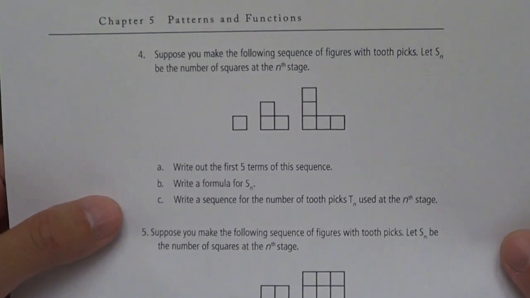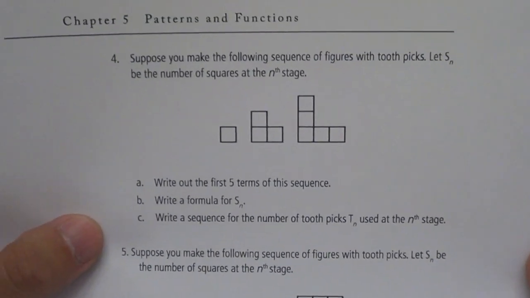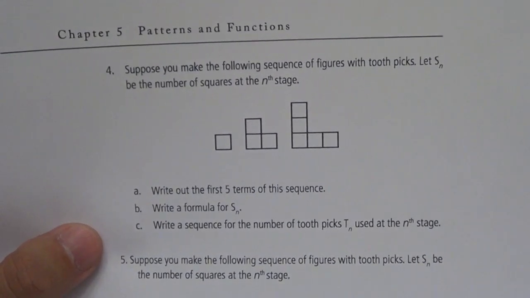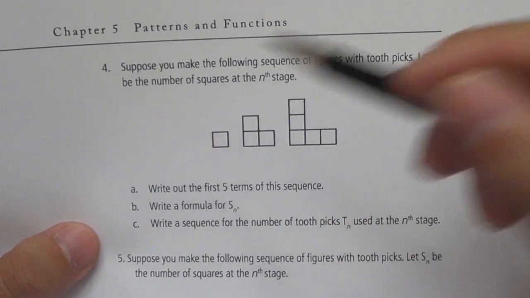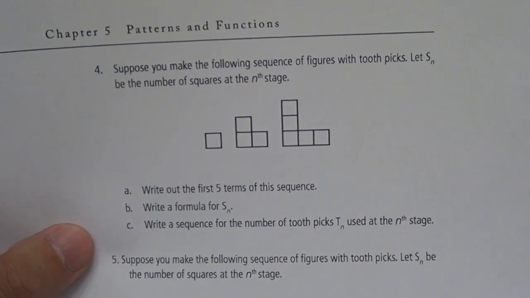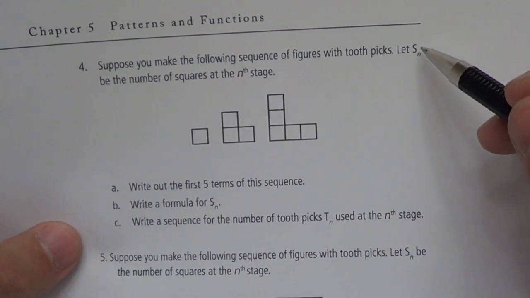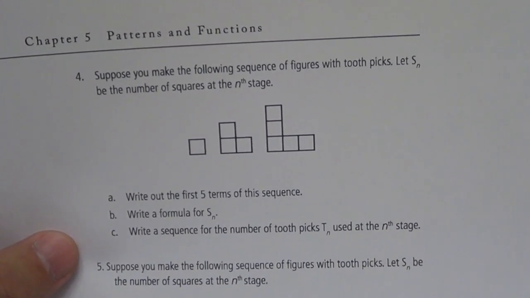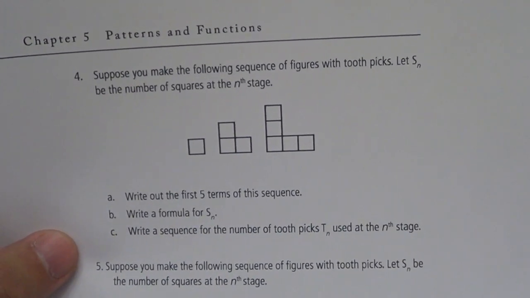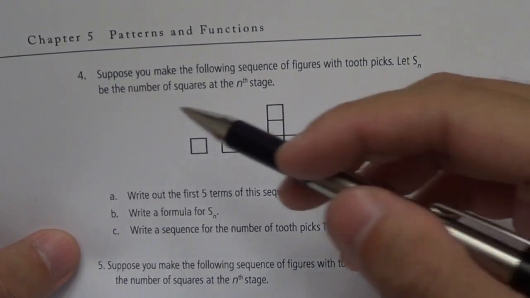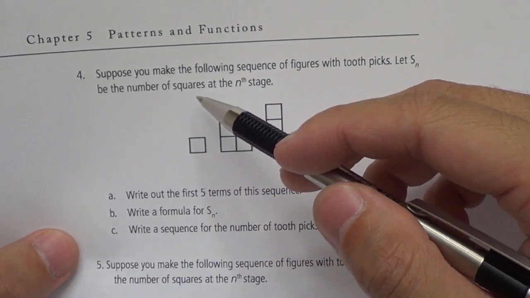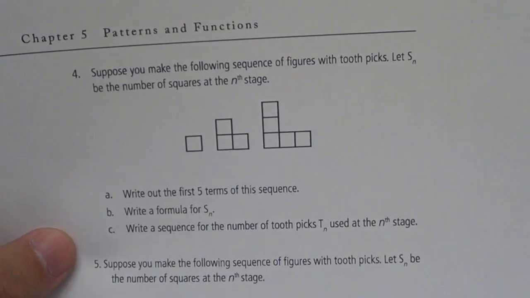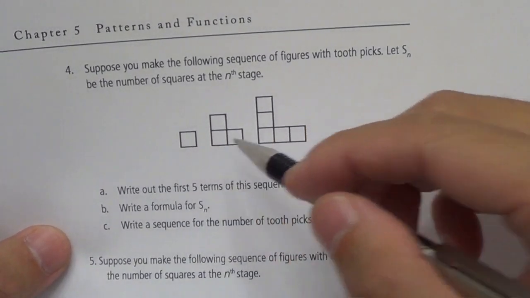Okay, number 4. Now we have a sequence of figures made up of toothpicks, and the toothpicks create the shape of a square. Alright, so now the sequence, they want it to be named with S. We've been using A just because it's the first letter of the alphabet, but S stands for square, so that's why it's picking S. And it represents the number of squares. Okay, so even though these figures are made up of toothpicks, that's not coming into play yet. You're simply counting the number of squares.